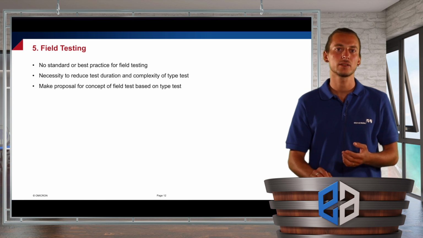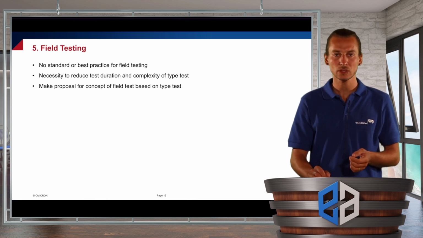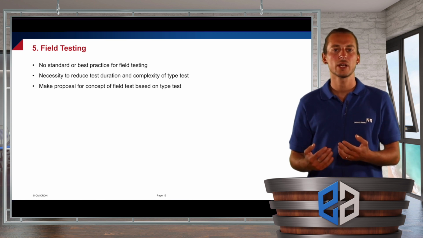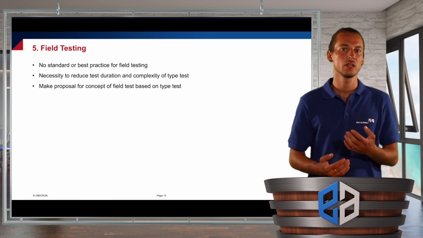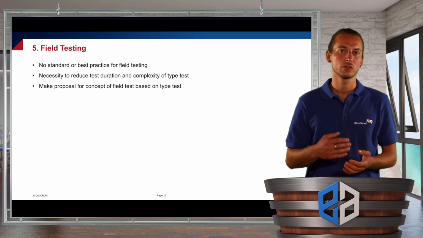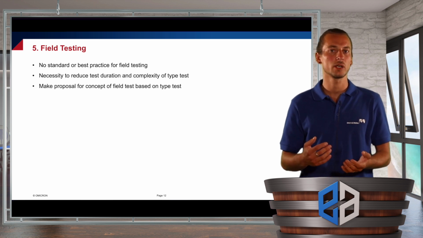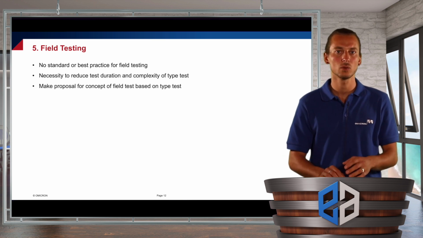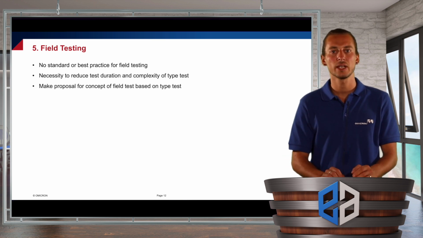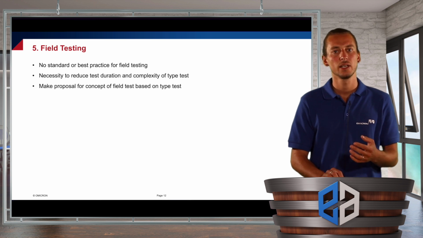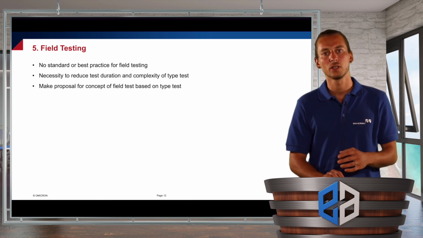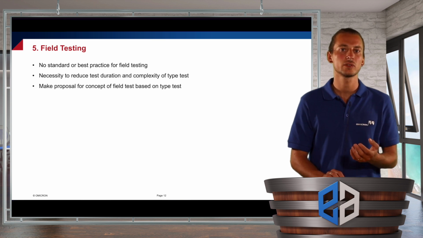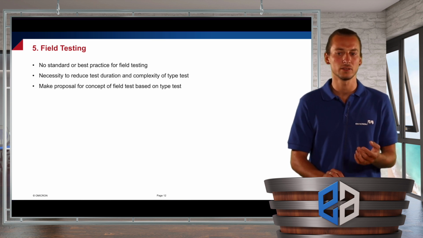All of what we heard before is just valid for the type and acceptance test according to the IEC standard 61430. But on the other hand, there is no standard or best practice for doing a field test. Even though it could be very important to check the accuracy of the power quality instrument in regular time intervals. So what we decided is to provide a field testing template as well, and this is based on the type test template, but with a reduced test duration and complexity.